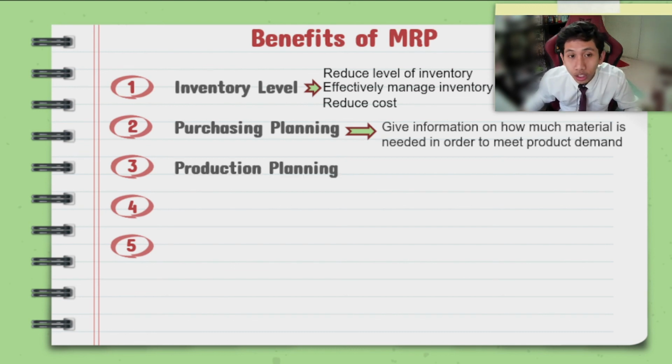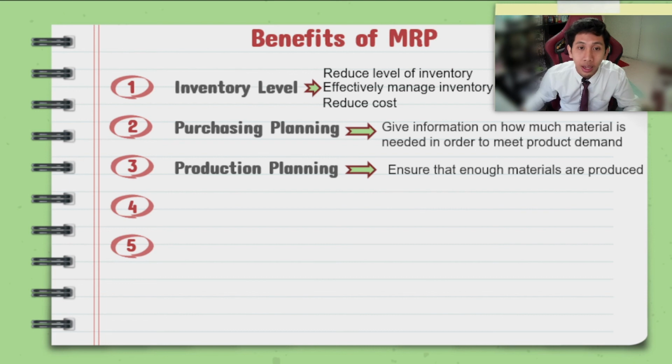The next one is production planning. The production of finished goods is dependent on the availability of raw material and component parts. MRP is used to ensure that enough material is produced or purchased based on the available quantity on hand. In case where there is a shortage in inventory, production managers can shift production to items that have enough material on hand to begin.